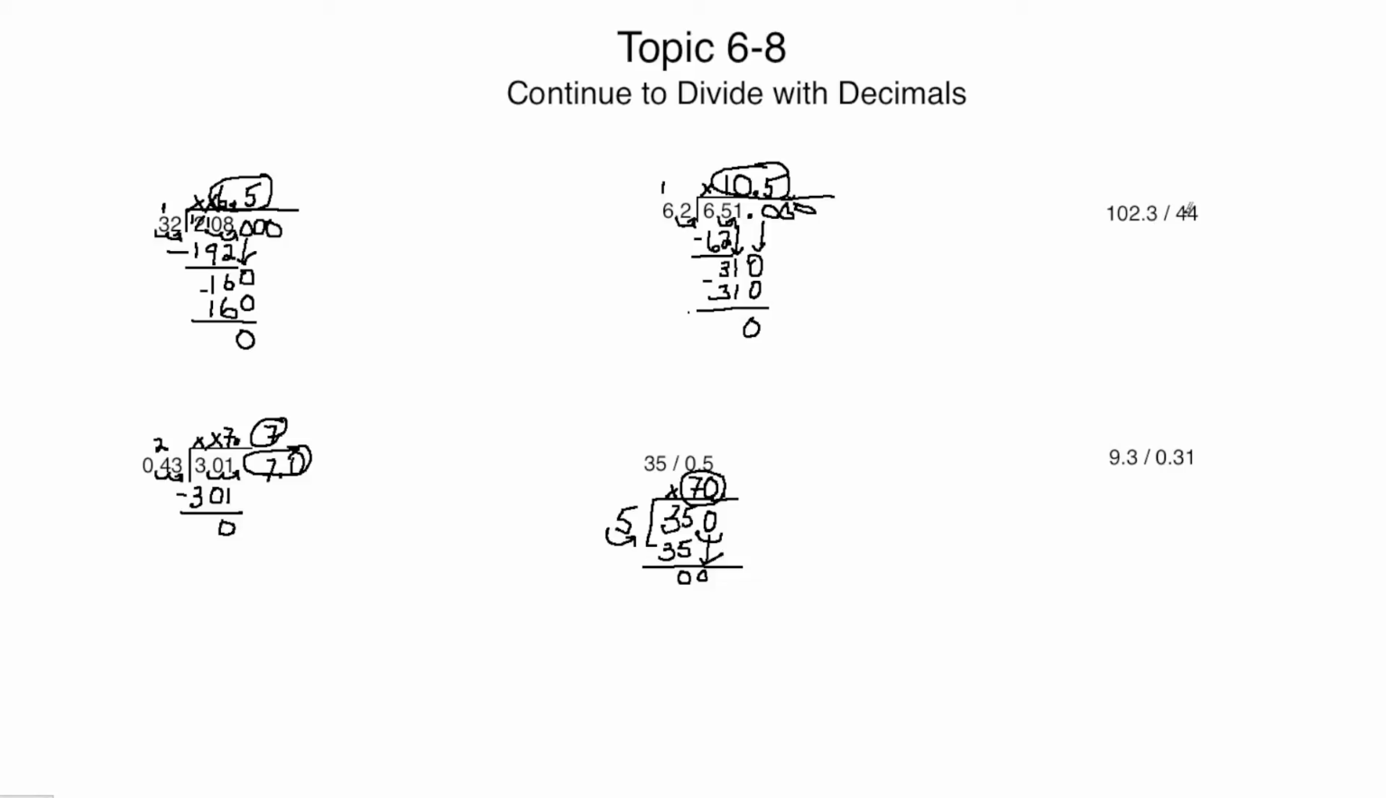All right, so now let's go ahead and do the fifth problem. Let's go ahead and do 102 and 3/10 divided by 44. So we have 102 and 3/10 divided by 44. Go ahead and push pause and see if you can solve it. All right, so 44 can't go into 1. 44 can't go into 10. 44 can go into 102 2 times.